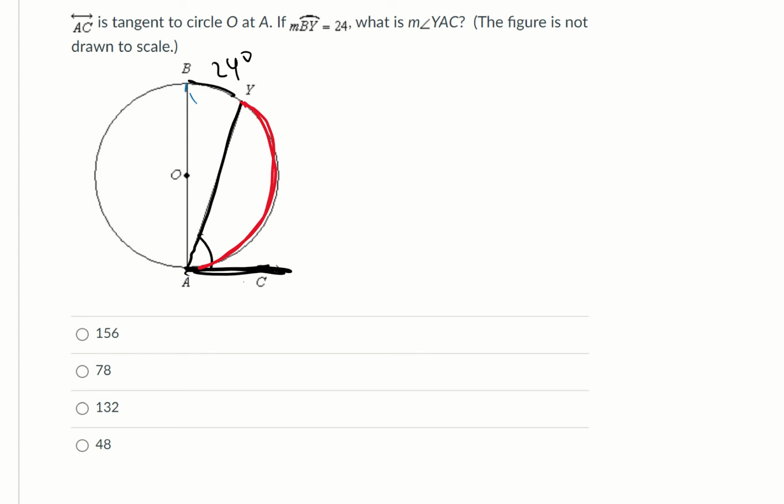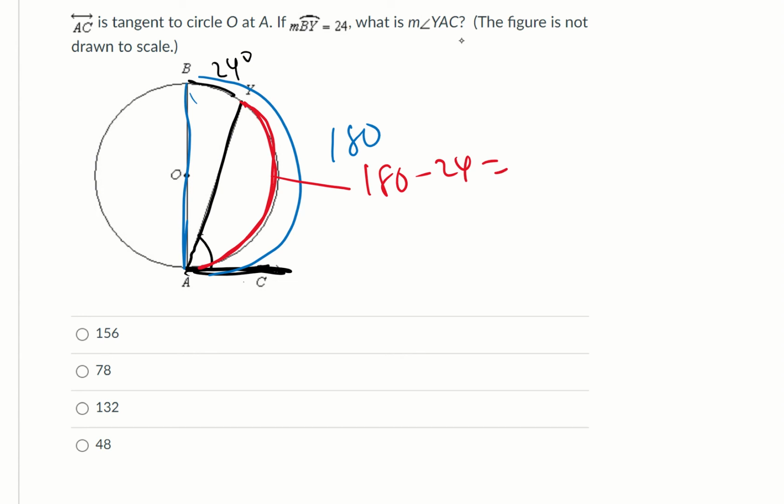But we do know that this is a diameter, which means that this whole thing adds up to 180, which means that this red arc is 180 minus 24. And so this is going to be 156. So there's my arc, 156. And so we can take half of that to get this black angle here. So it's going to be half of 156, which is 78.